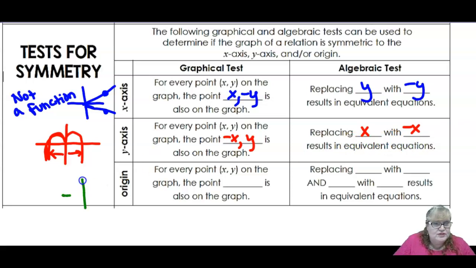And then finally, origin symmetry might look like this. I'll draw it in these quadrants this time.